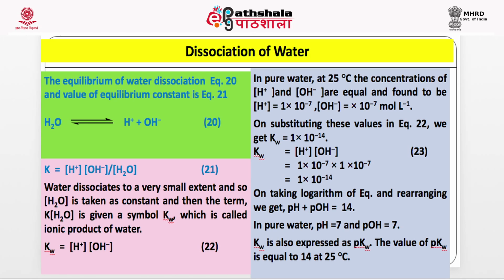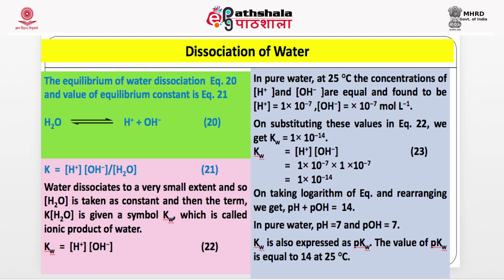It is around 55.5. Very small, so it can be taken as constant. Then we can write Kw equal to [H+] into [OH-]. So this is known as the ionic product of water. In aqueous solution, hydrogen concentration is 10 to the power minus 7. Hydroxide concentration is also 10 to the power minus 7. If we substitute it here, we get Kw equal to 1 into 10 to the power minus 14.